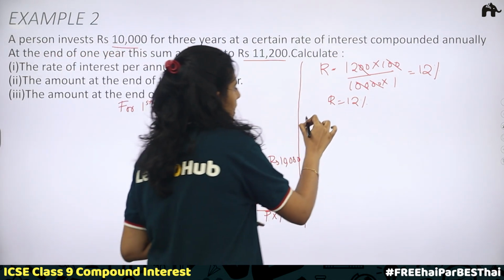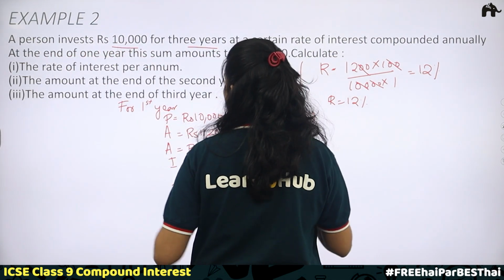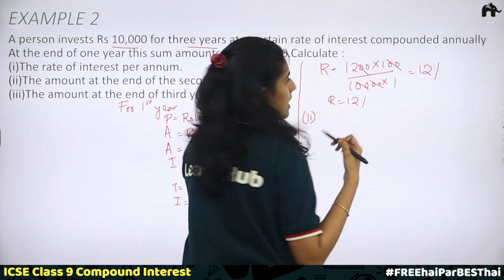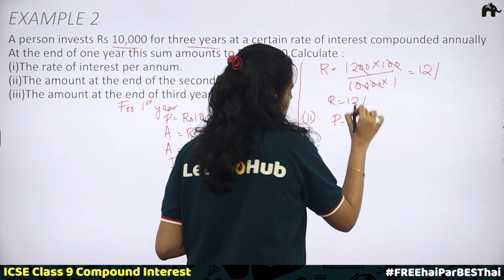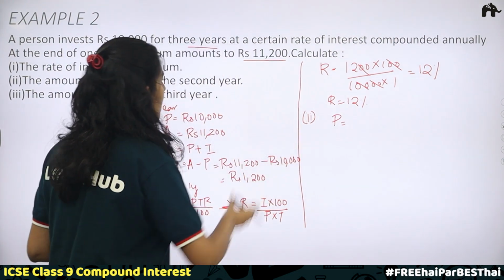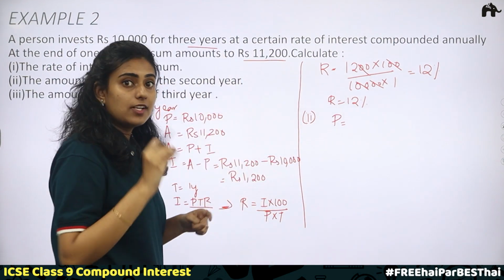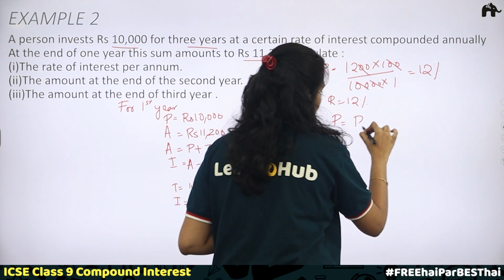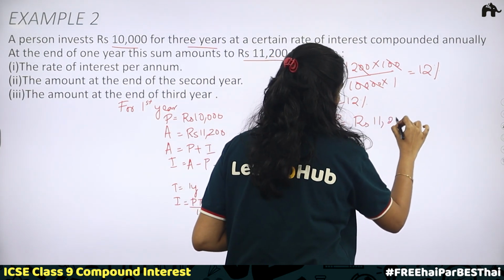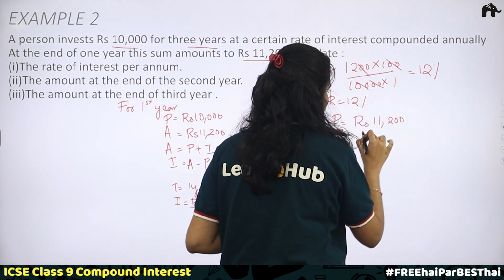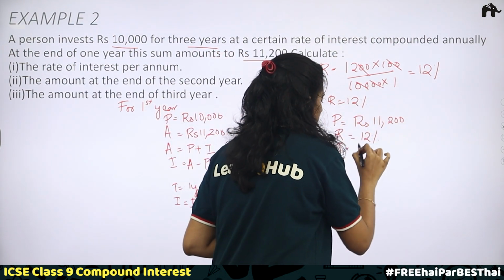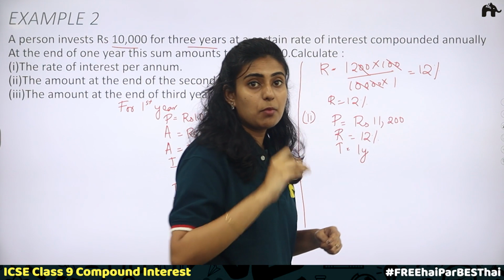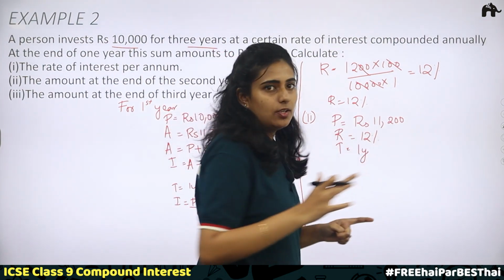Now the second part. In the second part, we have to find the amount at the end of the second year. So what is the principal in this case? Here the principal will be the amount at the end of the first year, which is rupees 11,200. Rate of interest will be the same 12% which we have determined. Time will be equal to 1 year. We are calculating the amount for the second year.